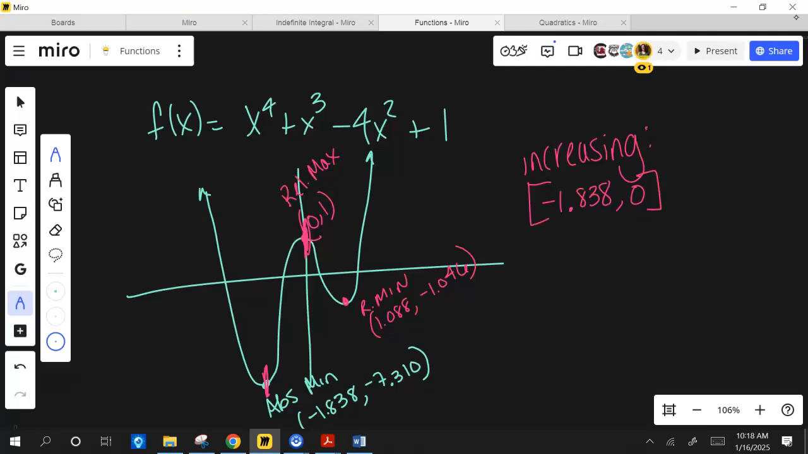Is it increasing anywhere else? Yes, where? The right of this minimum, right? So I do my U from 1.088 to infinity. Okay, those are my increasing intervals.